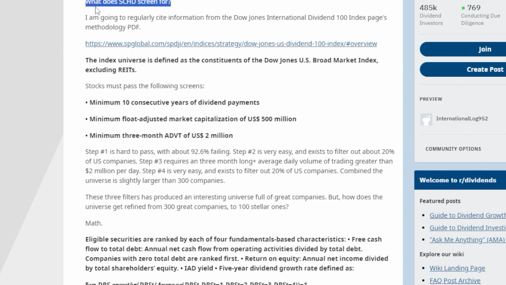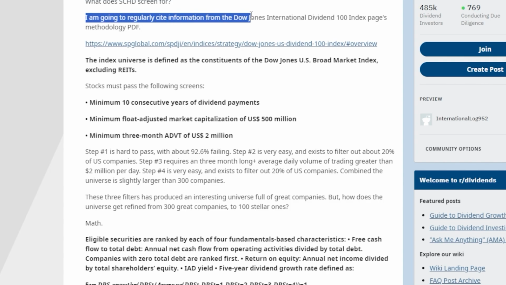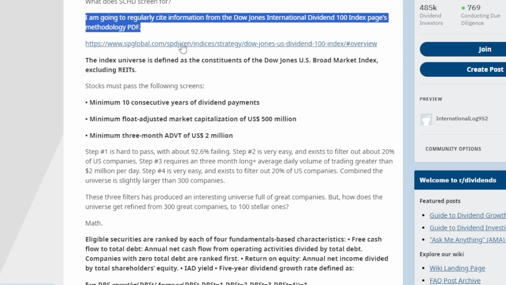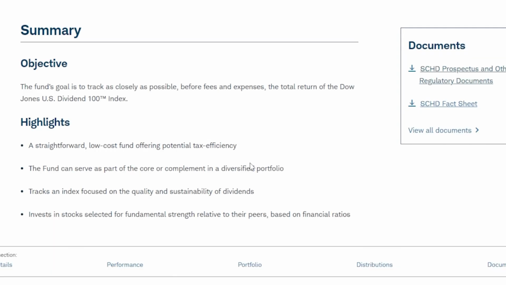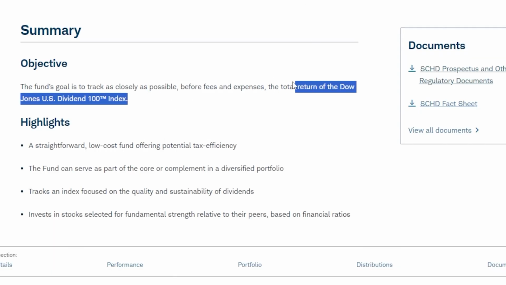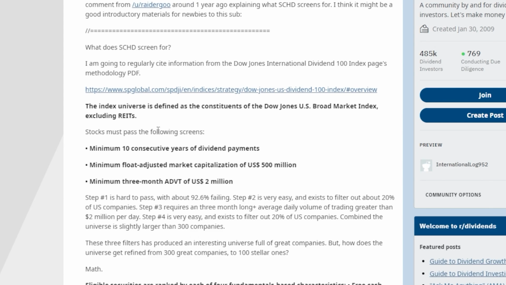So first off, what does SCHD screen for? I'm going to regularly cite information from the Dow Jones US Dividend 100 Index methodology PDF, which of course you can find on spglobal.com. The reason being, as you can see right here, the SCHD ETF tracks, before fees and expenses, the total return of the Dow Jones US Dividend 100 Index. So when digging into SCHD, it's important to dig a little bit deeper into that index.